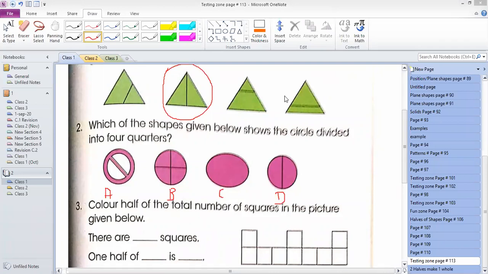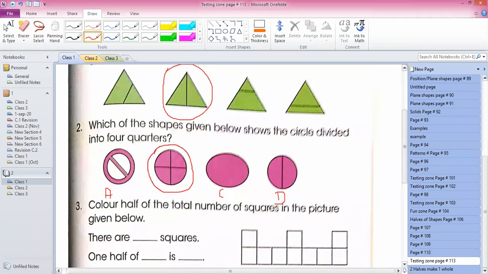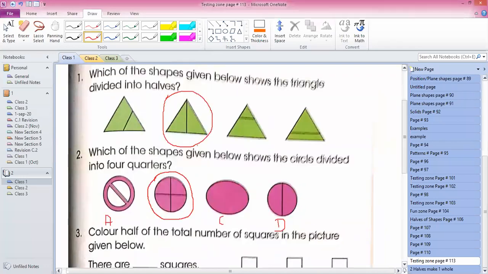I'm going to open your mic. Yes, guys, is it yes or no? Yes. Very good. Because you can see that it is divided into four equal parts and all parts are the same in shape and size. So B is yes. So what you are going to do, you are going to circle B in your book. Because you have to identify which shape is divided into four quarters.